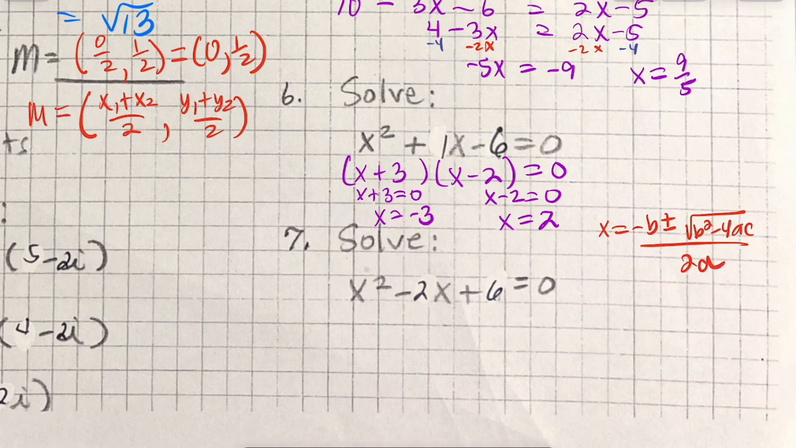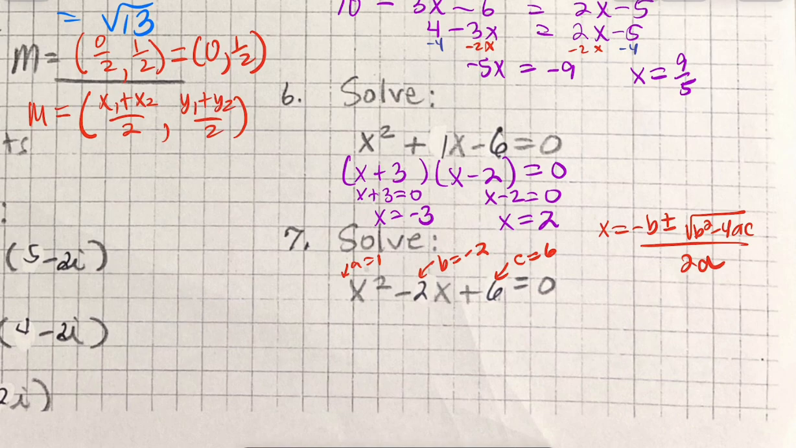So I did put 2 quadratics on the test. One is factorable, one is not. So I suggest using the quadratic formula. Yes. Will the test be in like this order? Yes. Okay. So our A is 1, our B is negative 2, our C is 6.